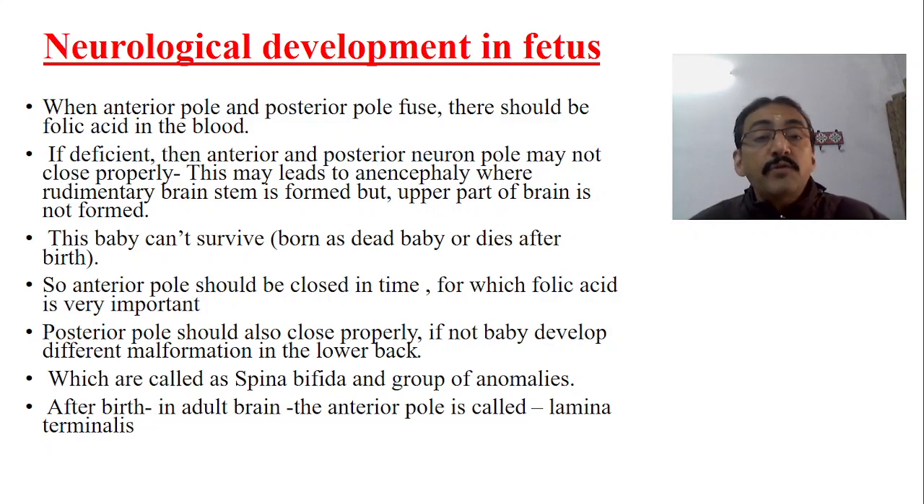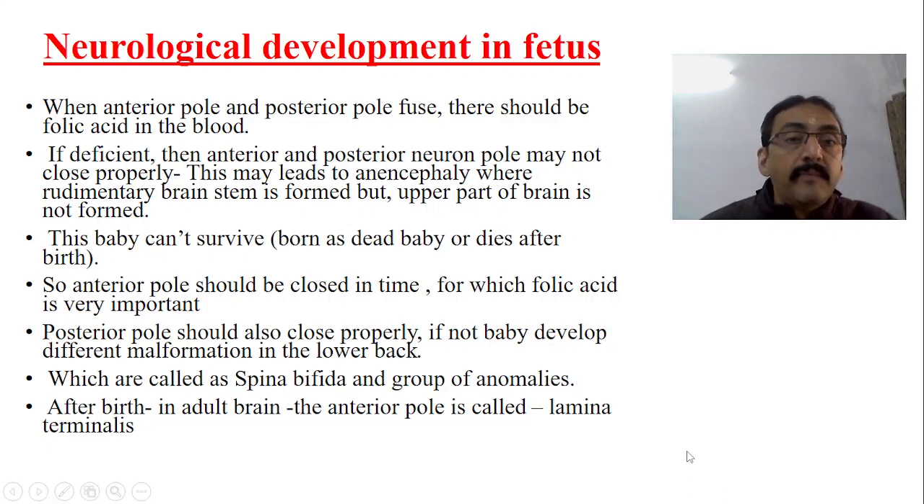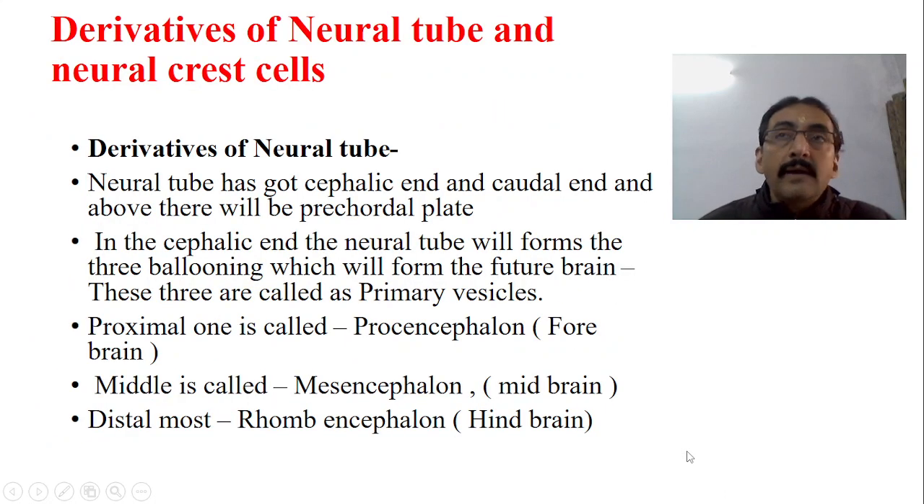The posterior pole should also close properly by the 27th day, and if not, the baby will develop different malformations in the lower back, the caudal end, maybe spina bifida, meningocele, meningomyelocele, many things. These are called spina bifida and other group of anomalies. After birth, in the adult brain, the anterior pole is called the lamina terminalis. Okay, so this is the basic thing.